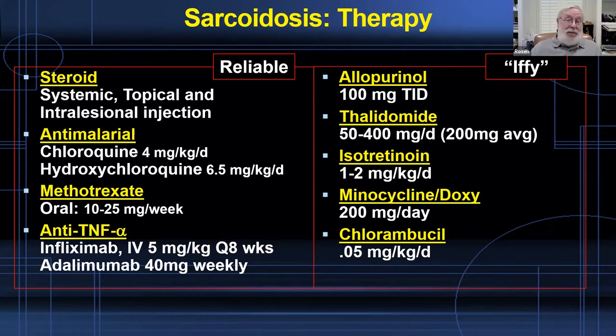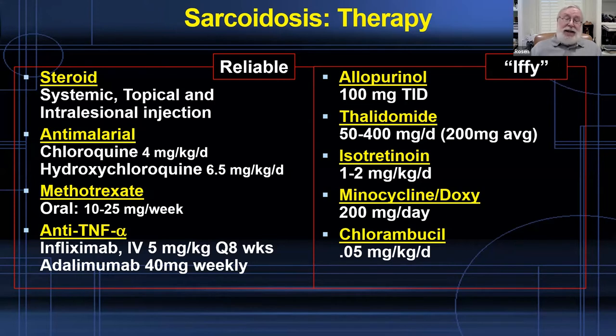Standard reliable agents for sarcoid. Not everyone is reliable for every patient, so a bit of it's trial and error. Steroids, both topical, systemic, and intralesional injection. Antimalarial agents, chloroquine or hydroxychloroquine. Hydroxychloroquine is usually used. It's better tolerated. 6.5 milligrams per kilogram per day or less. Methotrexate, orally, 10 to 25 milligrams single weekly dose.